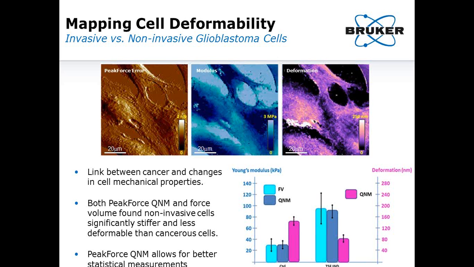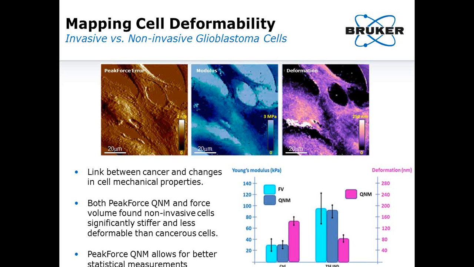Shown here from left to right are the peak force error, elastic modulus, and the deformation images of the non-invasive glioblastoma cells. In the modulus image, darker colors represent softer areas, while lighter colors correspond to stiffer areas. So we can see that the cell nuclei appear as the softest part of the cells, while the underlying glass substrate is very stiff relative to the cells themselves.